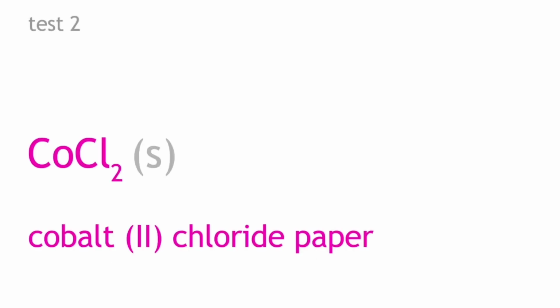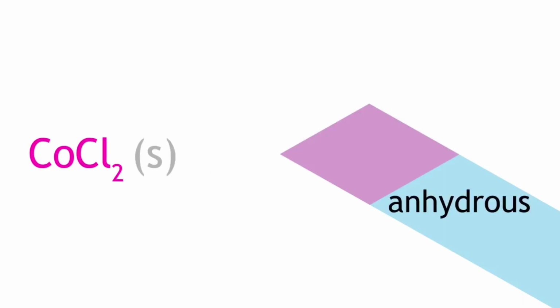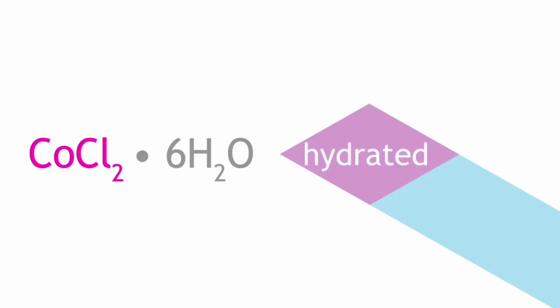Another method to test for water is by using cobalt 2 chloride paper, which turns from light blue to pink in the presence of water. The same concept seen in the copper 2 sulfate test applies to the cobalt 2 chloride test. The anhydrous form of cobalt 2 chloride is light blue, whereas the hydrated form is pink.